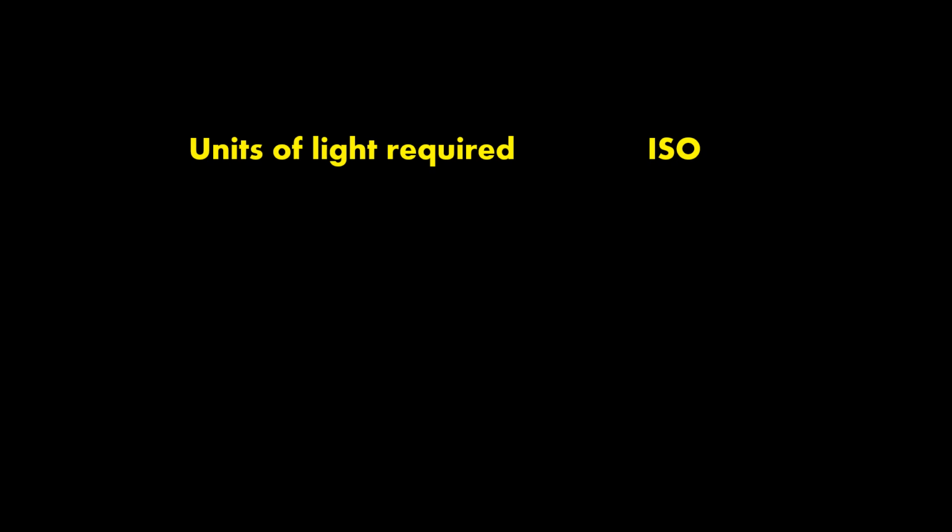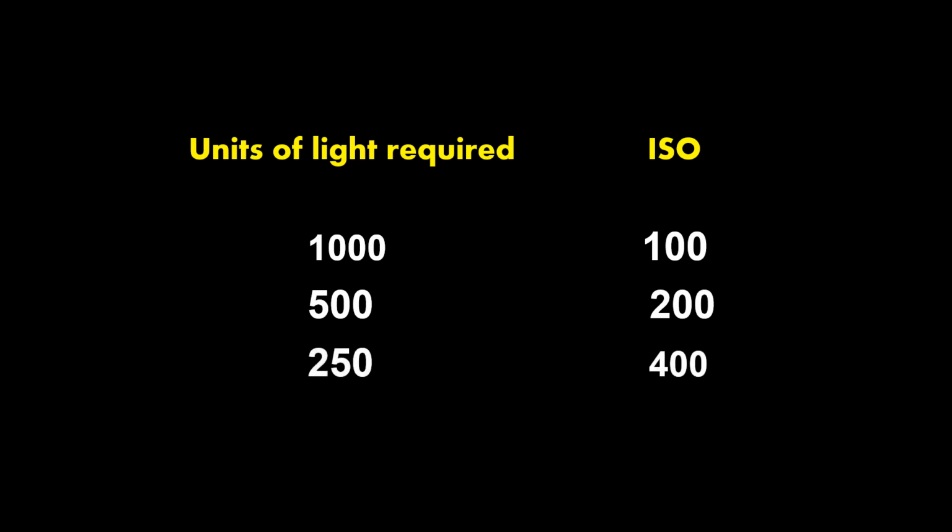Now let me explain in simple terms what this sensitivity means. Say for example, 1000 units of light are required to make an image on a sensor having an ISO of 100. Then 500 units of light will be required to expose a sensor having an ISO of 200, and only 250 units of light will be required for a sensor having an ISO of 400. And if the ISO is 50, then 2000 units of light will be needed to expose the image.